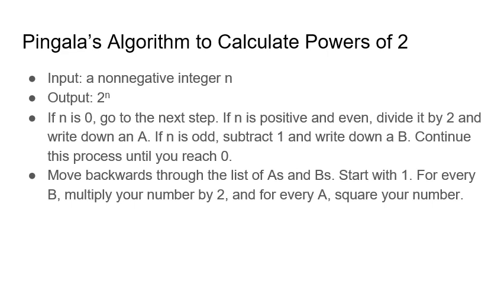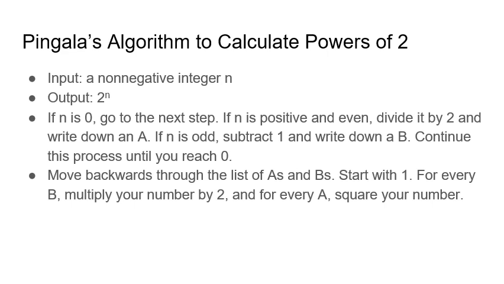So the input here is a non-negative integer n, and then the output is what we're trying to calculate, 2 to the n. This algorithm is split into 2 steps. In the first step, it's going to break down that power n, and then in the second step, it's going to build back up to 2 to the n.